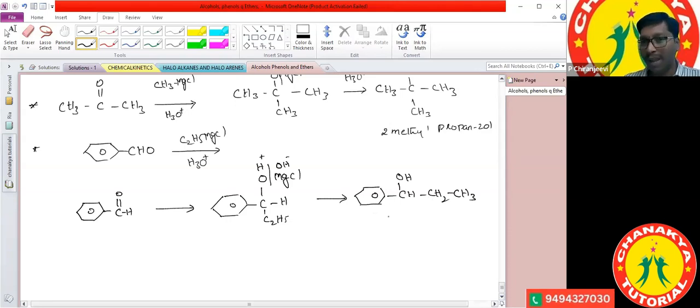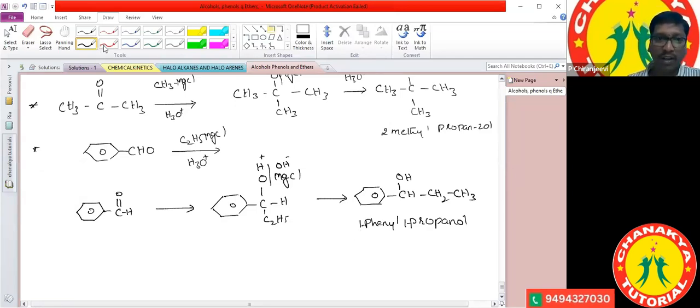Then what is the IUPAC name of the given compound? One phenyl, propanol. So this is the answer. What is the answer here? One phenyl, one propanol is the answer.